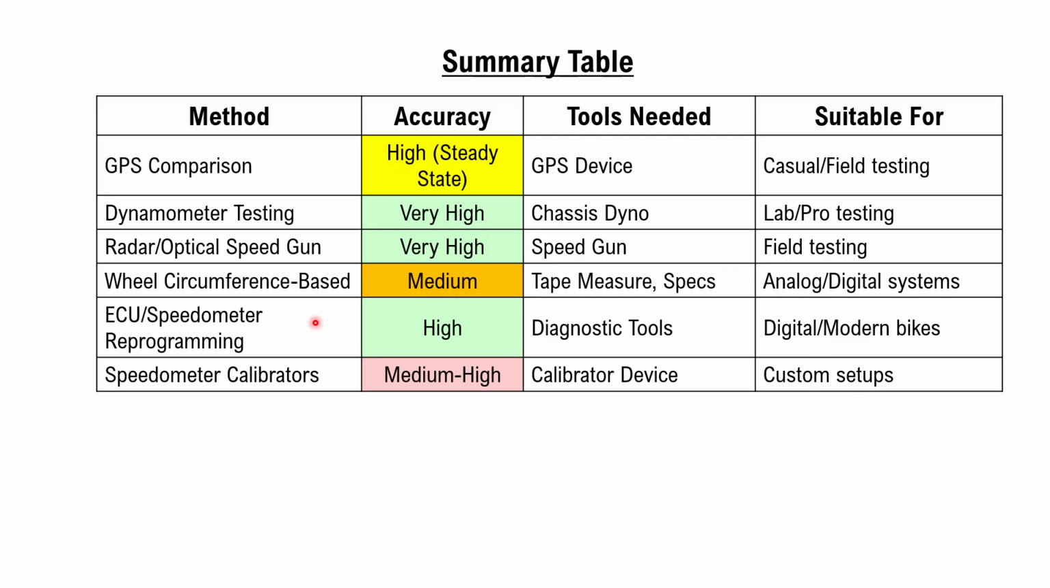And ECU speedometer reprogramming. Its accuracy is high. It uses diagnostic tools for calibration, and it's particularly suitable for digital and modern bikes. Finally, speedometer calibrators. Its accuracy is medium to high, and the tools needed are calibrator devices, and it is especially useful for custom setups.